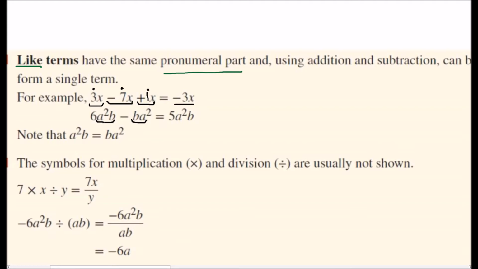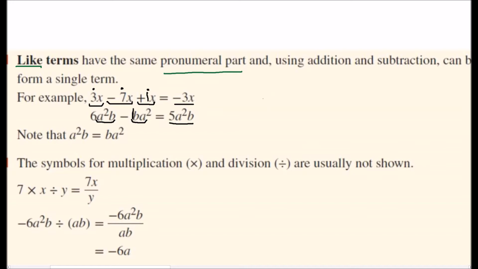6a squared b, take away ba squared, is going to be, remember, in front of that b there is a magic 1, a coefficient, sorry. So 6a squared b minus 1ba squared is going to be the same as 6 minus 1, which equals 5a squared b. Again, remember that whether you put the b in front or at the back, they're exactly the same. Or this expression is the same thing.